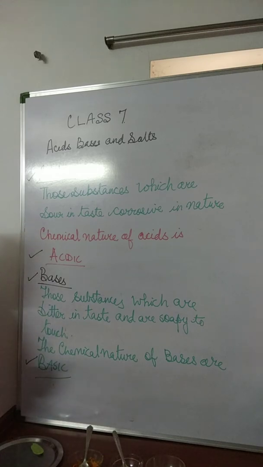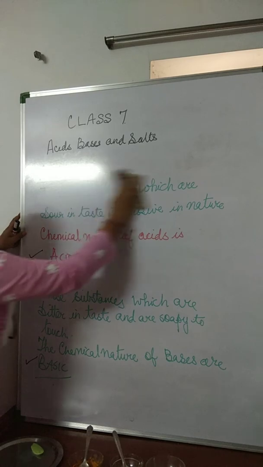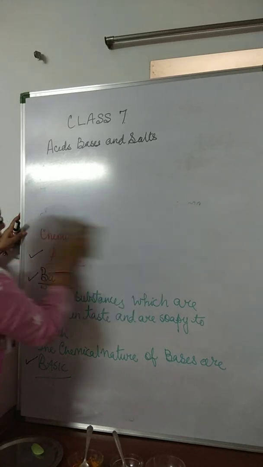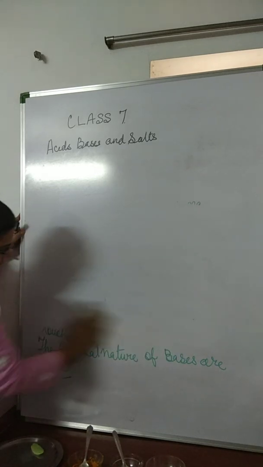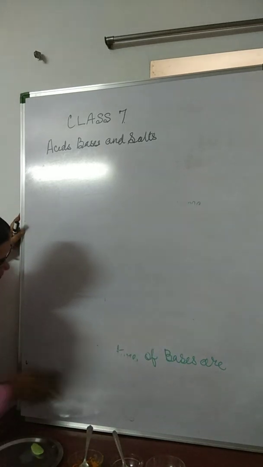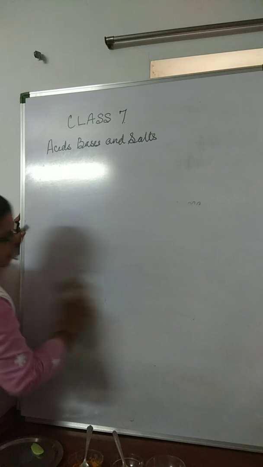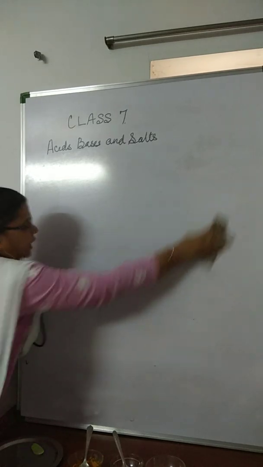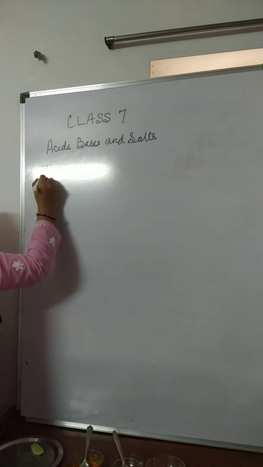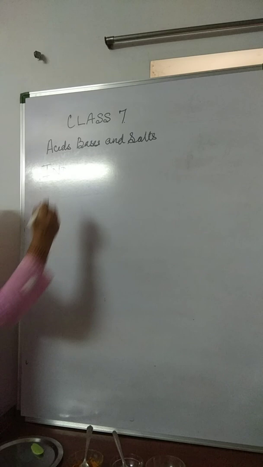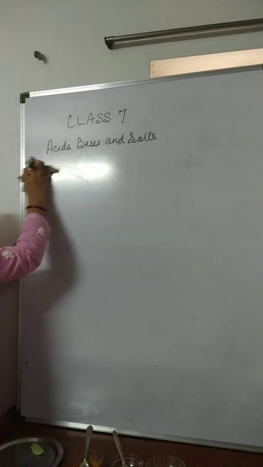Now let us try to find out something else. In this chapter, you will also be learning about how we can test whether a given substance is acidic or basic without actually tasting it. And this gives place to indicators. Indicators. I will write it a bit lower.